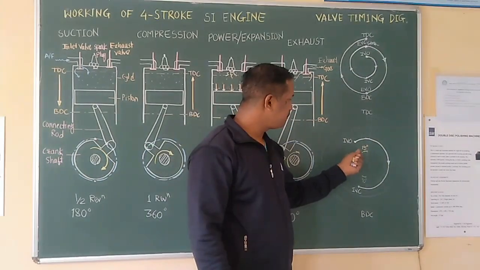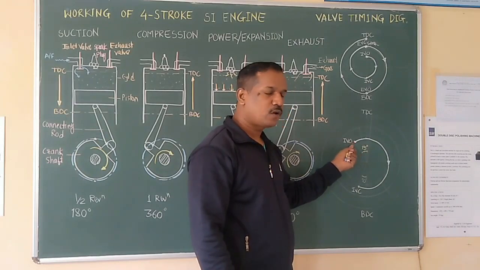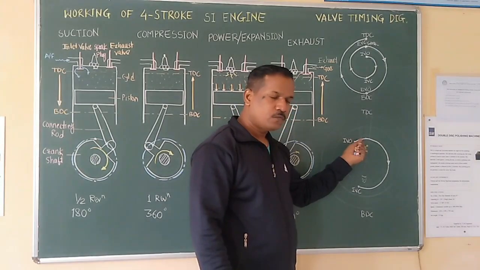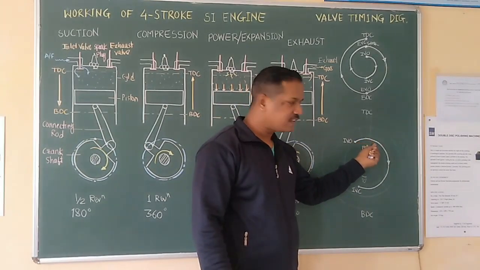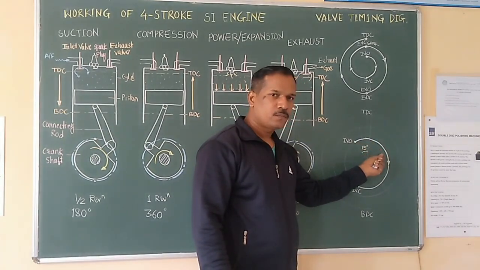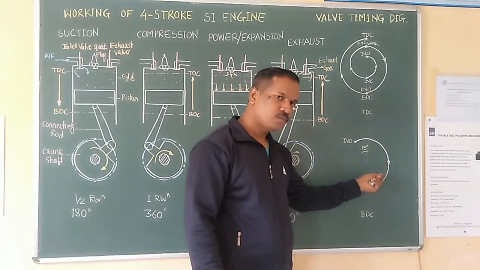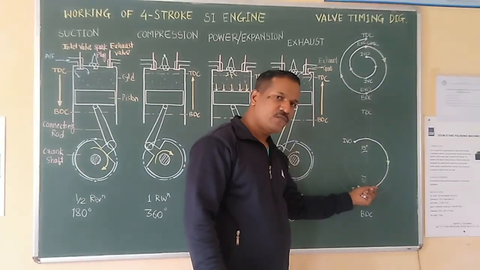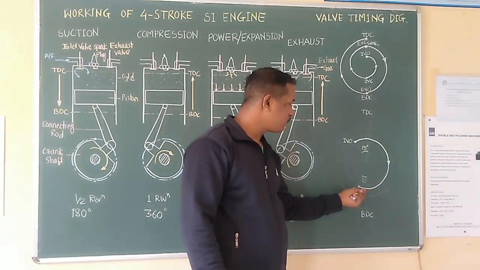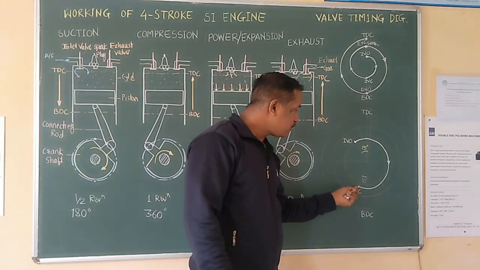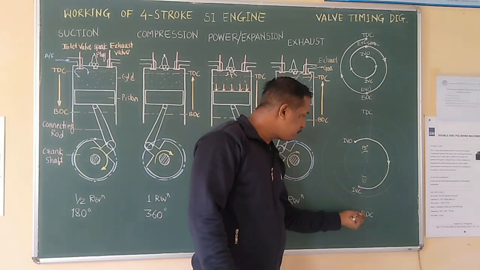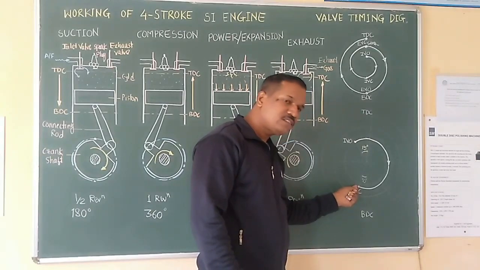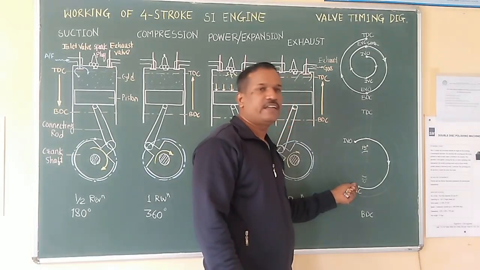So 15 degrees before TDC the inlet valve opens, suction starts, and fresh air-fuel mixture is sucked inside the cylinder. The piston moves toward BDC, suction continues, and the cylinder is continually filled with fresh air-fuel mixture. The inlet valve closes 10 degrees after BDC. So once the inlet valve closes, suction ends.